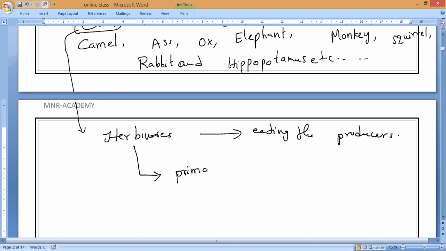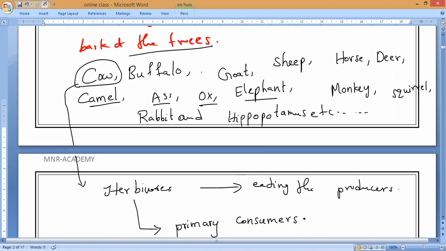This is the very important one. So what do we call them, guys? Primary consumers. Understand? So these herbivores, like cattle, deer, goat, camel, ass, ox, elephant, giraffe, all of them come under what, guys? Primary consumers. So why do we call them primary consumers? Because they are directly depending on plants and the products of the plants. That is why we call them primary consumers.